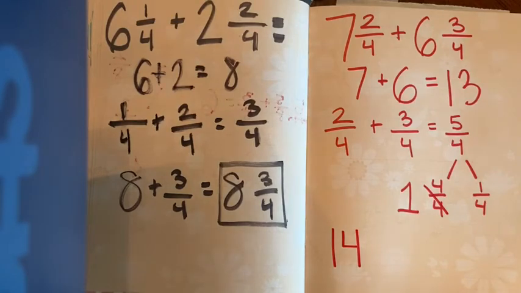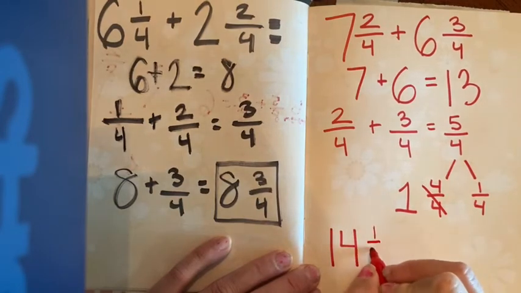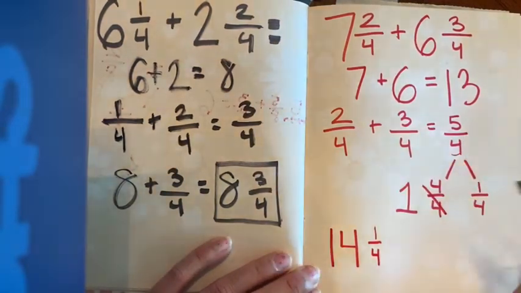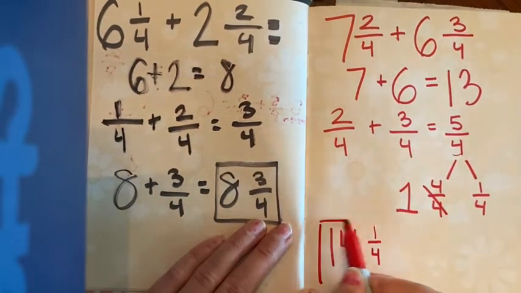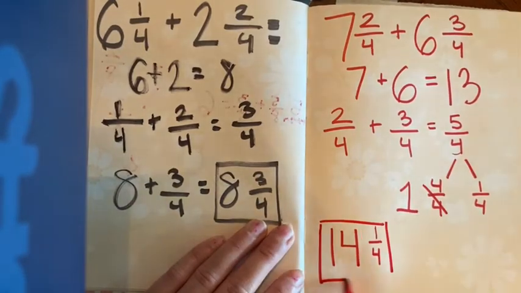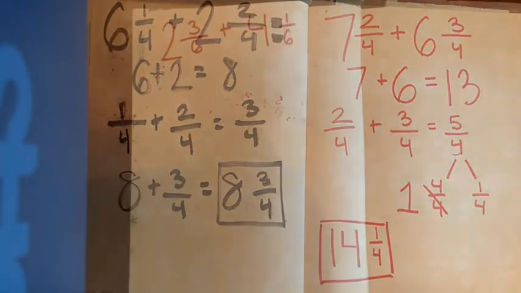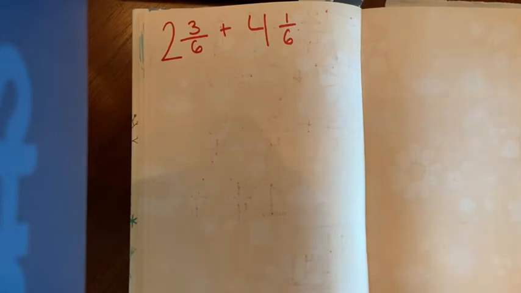What do we still have left over to make our mixed number the sum of this original addition sentence? We still have to add the 1/4 that we have left over from our improper fraction, giving us the sum of 14 1/4. We're going to work on using number lines, so I want you to take a moment and write 2 3/6 plus 4 1/6.